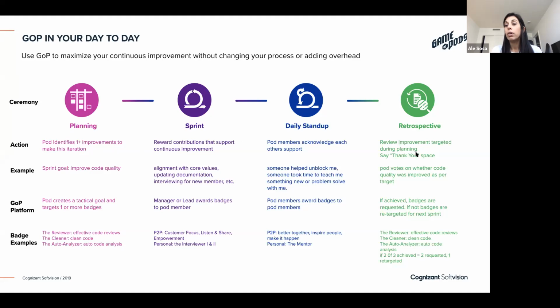At the end of your iteration in your retrospective, you decide as a team whether you believe you've achieved that goal or you haven't. And again, it's another 2 minutes to decide and to trigger or close that goal and trigger those badges. That is one way to keep being proactive about the best practices that you want to apply, about the targets that you want to achieve, and using Game of Pods as a vehicle for that.